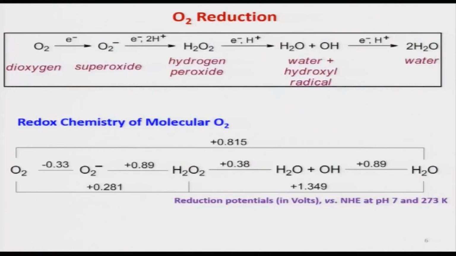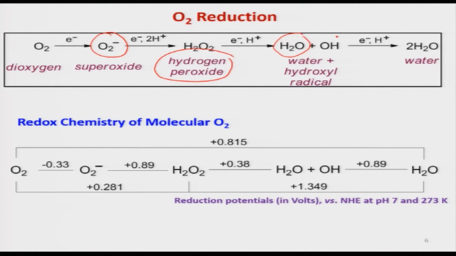Let us look at the dioxygen reduction, which is very popular. So, dioxygen O2, after one electron reduction, will form O2 minus, as you have just seen, called superoxide. Further reduction gives rise to O2 2 minus, and with the proton it forms hydrogen peroxide, which is a very popular chemical in the laboratory. If you reduce one more electron in presence of proton, you get water and OH radical, the hydroxyl radical.